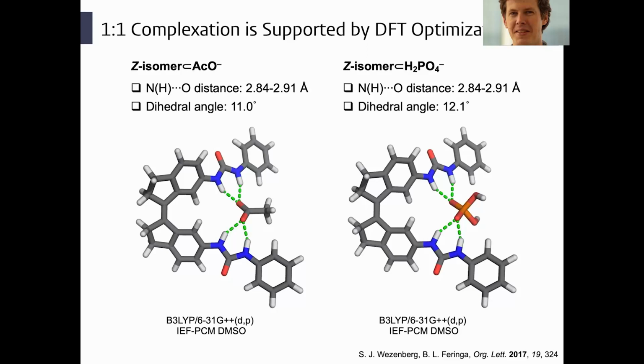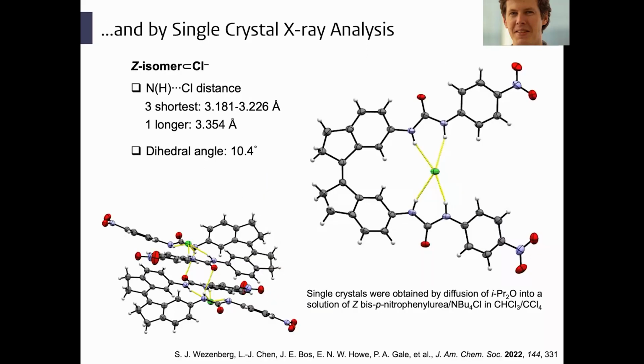For chloride, we were not always completely sure because it binds a lot weaker, and job plot analysis was not conclusive. However, we did observe this 1-to-1 complexation in the solid state by X-ray analysis. So here you very nicely see these 4 hydrogen bonds from the urea NH protons to the chloride anion, and one of them is slightly longer than the other 3, because in the crystal packing it also forms an intermolecular hydrogen bond to a neighboring molecule.